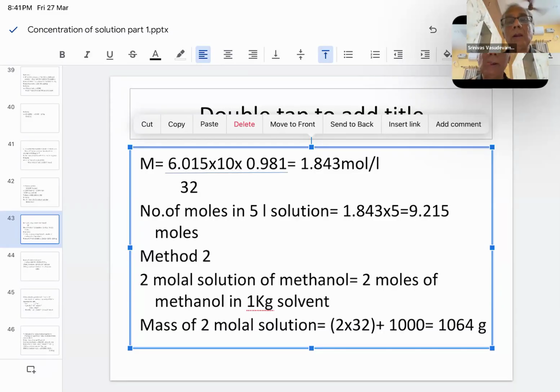This is one method here. Another method is using the concept. 2 molal solution of methanol means 2 moles of methanol present in 1 kilogram of solvent. Molality is number of moles of solute in 1 kilogram of solvent.